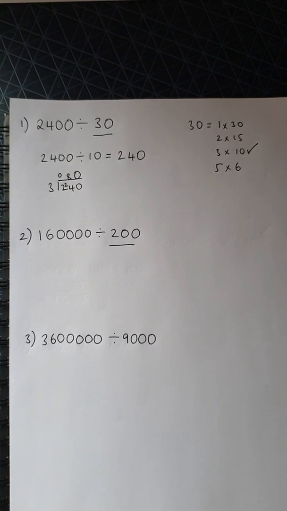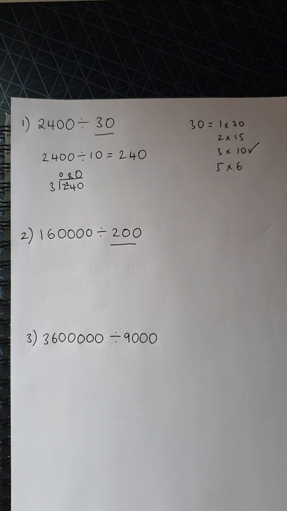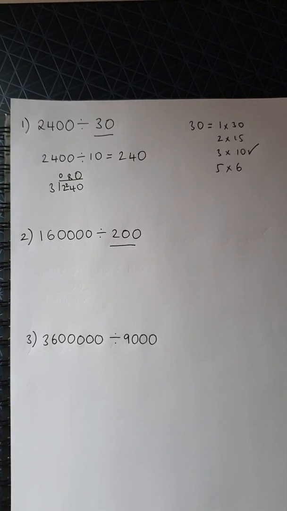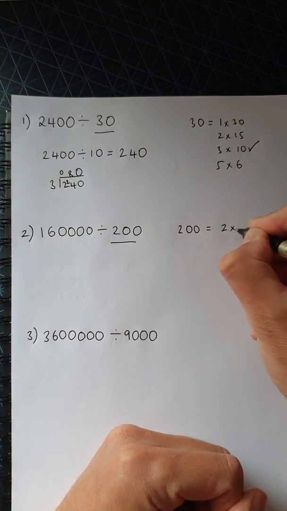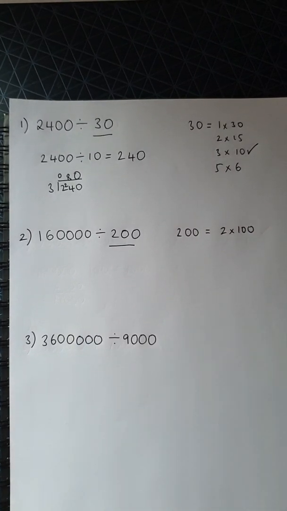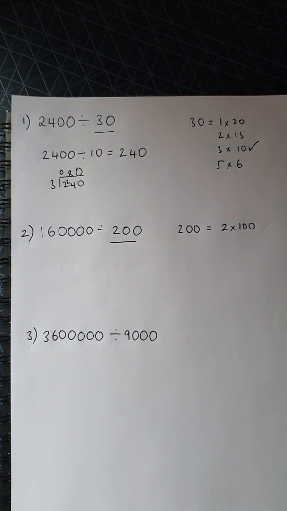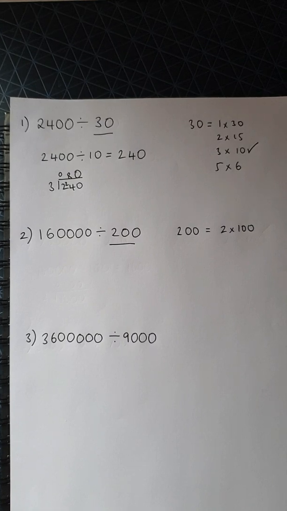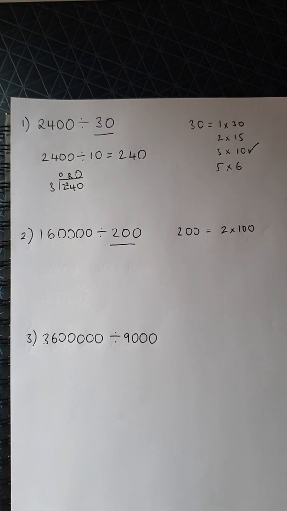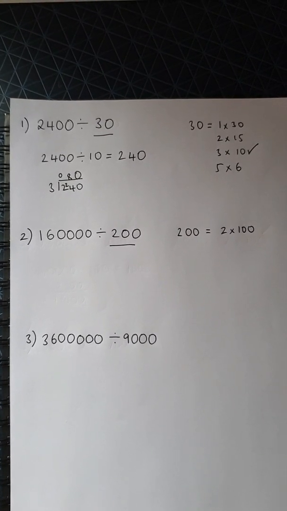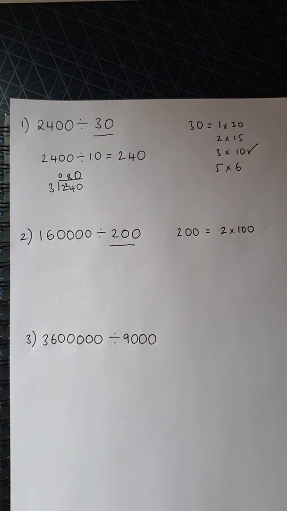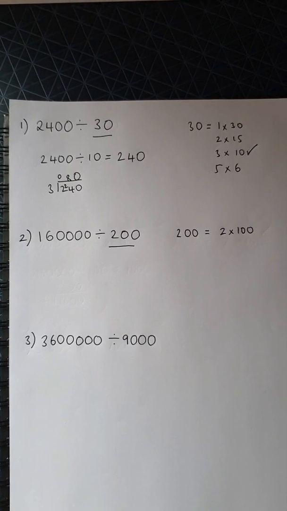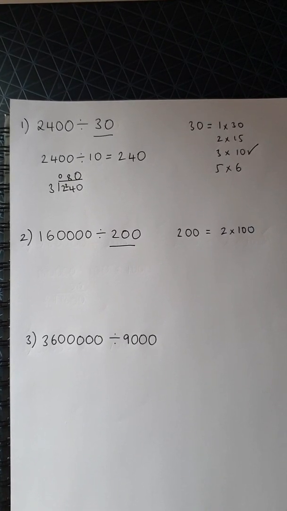Now, I'm not going to write out all the factor pairs of 200 because there are a lot of them. I'm just going to skip to probably the one that's the most simple, and that's 100 and 2. 2 times 100 is 200. So to divide by 200, I'm going to divide by 100, and then I'm going to divide by 2. And we can apply this rule to any multiple of 100. So if I was dividing by 300, I'd divide by 100 and then 3. If I was dividing by 400, I would divide by 100 and then 4, so on and so forth.